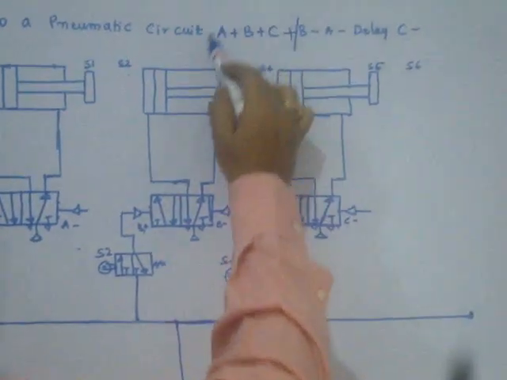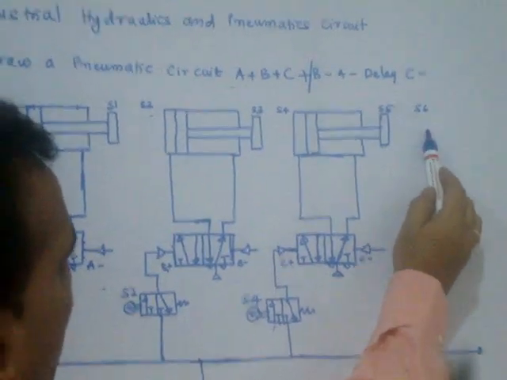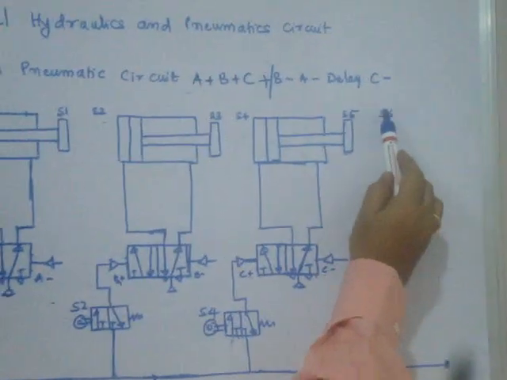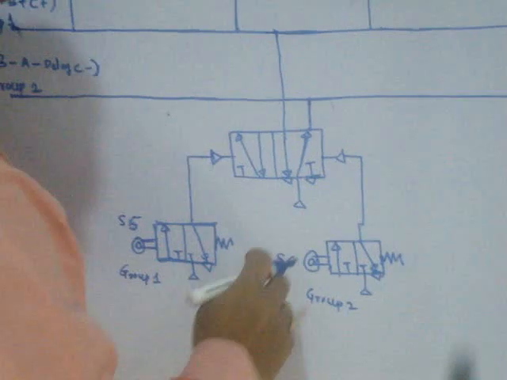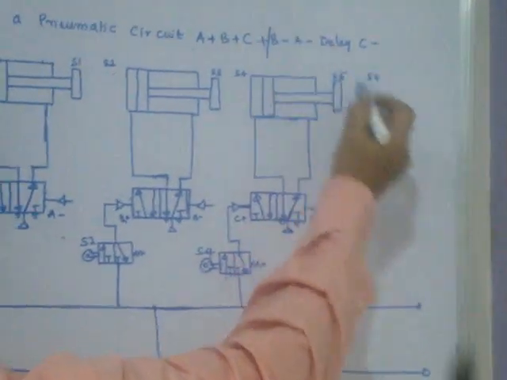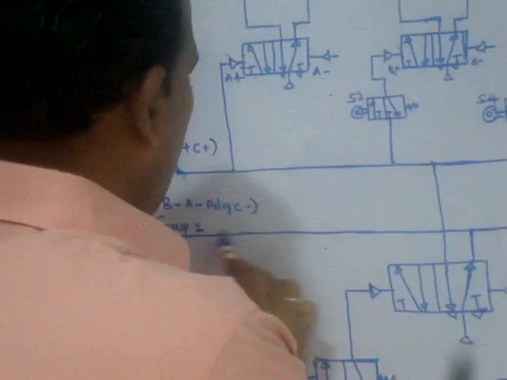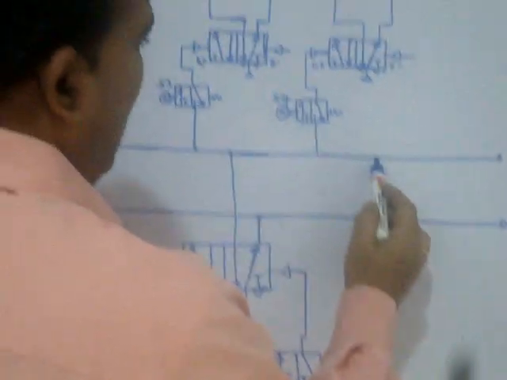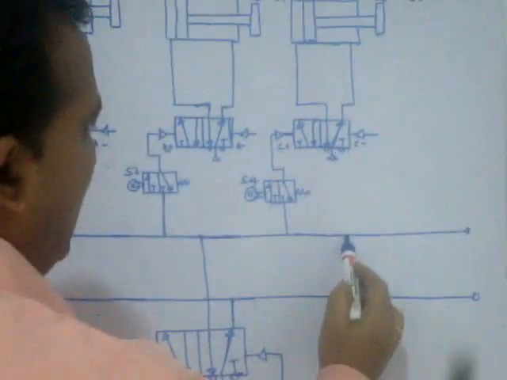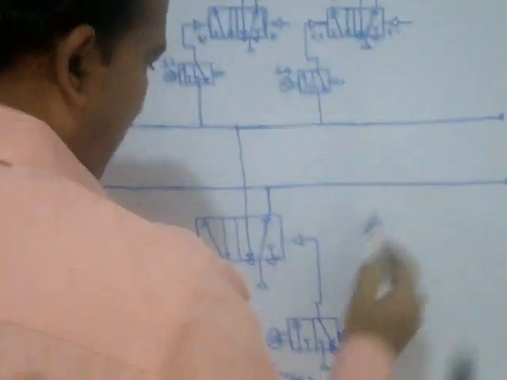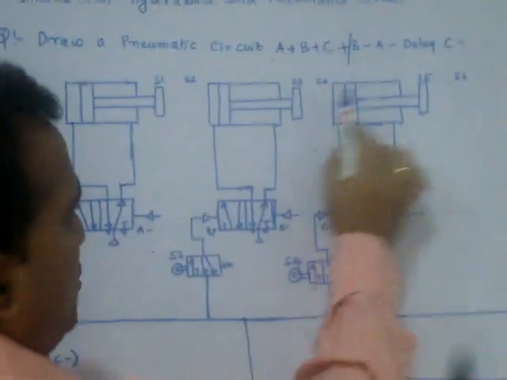Group 1 is over. Now for group 2, what is the position of the piston to start it? That is S6, so I will write S6. When S6 is on, the group 2 line, line 2, is on and line 1 is off, because the piston has already reached S4 and S6.